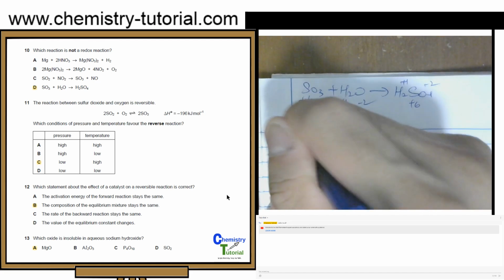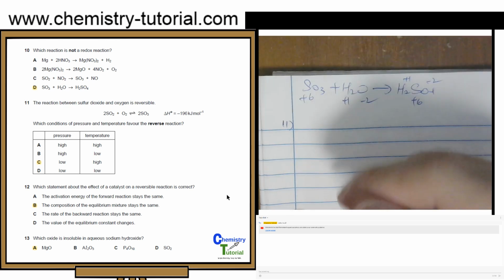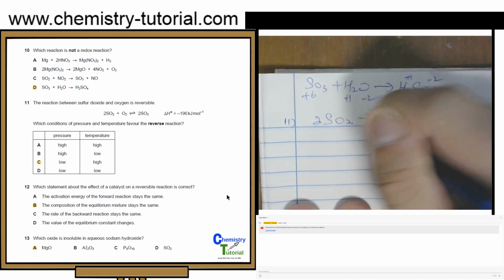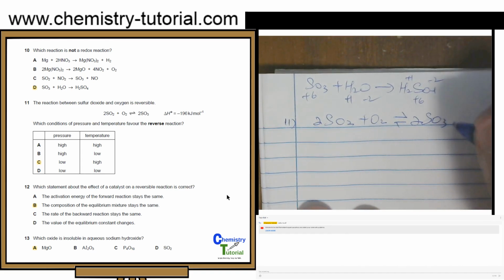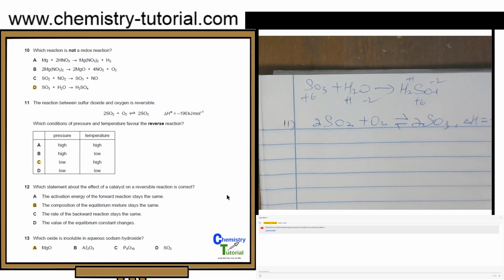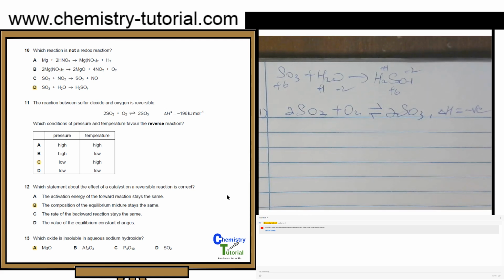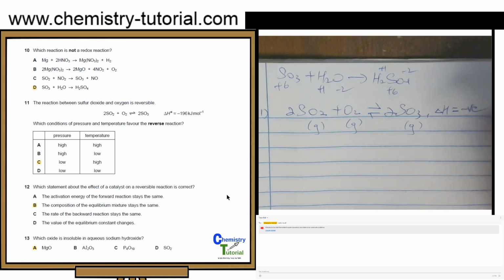Let's look at question 11. The reaction between sulfur dioxide and oxygen is reversible, and we are given an enthalpy value. So this question requires the knowledge of Le Chatelier's principle. Let me just write the equation down first. 2SO2 plus O2 to give you 2SO3. And this enthalpy change is exothermic. We do not need to know its absolute value. We just need to know whether this forward reaction itself is exo or endo. So it's exothermic. Now, pressure will only affect gaseous particles. So sulfur dioxide is a gas, oxygen is a gas, and sulfur trioxide is also a gas.